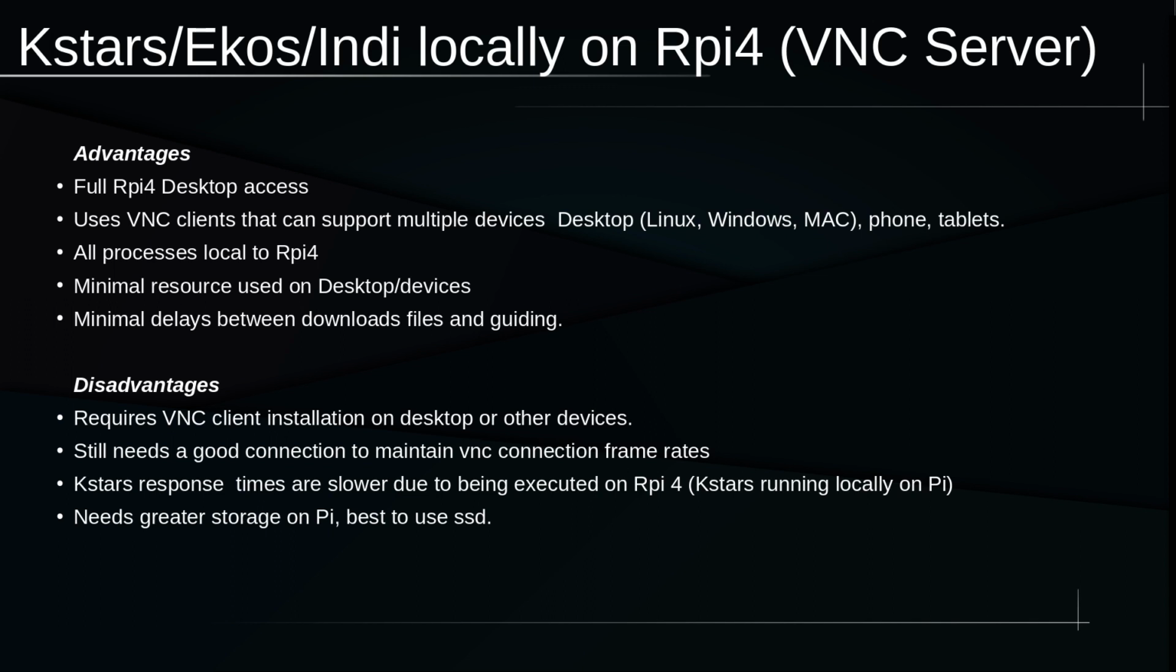All processes are local to the Raspberry Pi. It uses minimal resources on desktops and devices, and there are minimal delay times between files and guiding. Now, the disadvantages: it requires a VNC client installation on your desktop or other devices. You still need a good connection to maintain the VNC connection frame rates. Kstars response times are still slower because it's being executed on the Raspberry Pi. And again, just like X forwarding, you need greater storage and faster storage access.